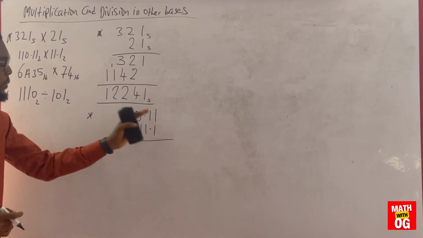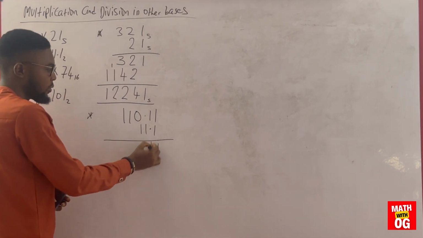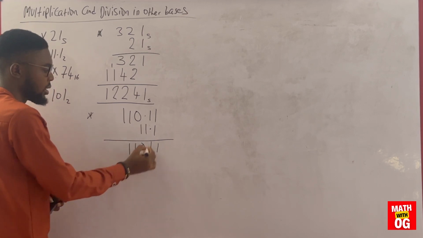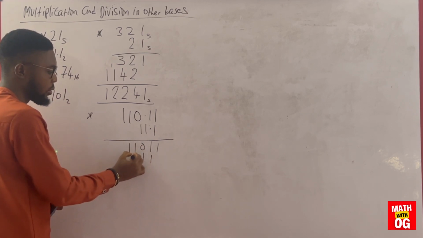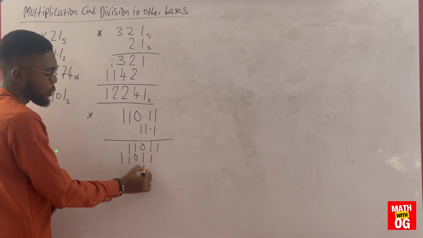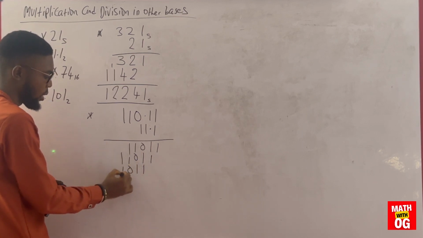So let's solve together. 1 times 1 is 1. This will give us 1, 0, 1, 1. Next also 1, 1, 0, 1, 1. Lastly, 1, 1, 0, 1, 1.